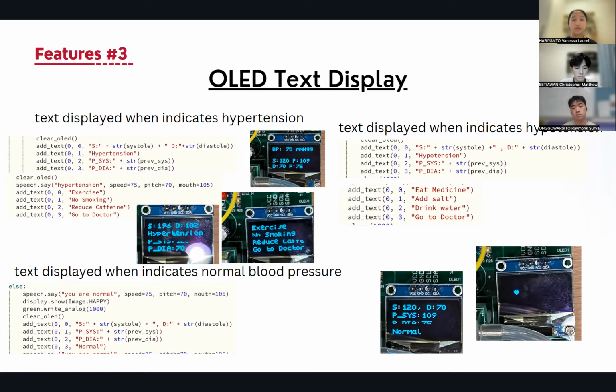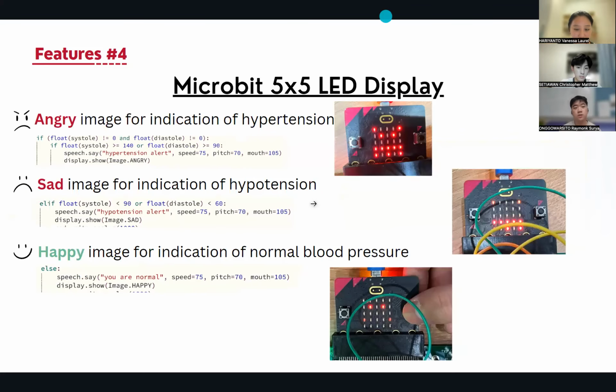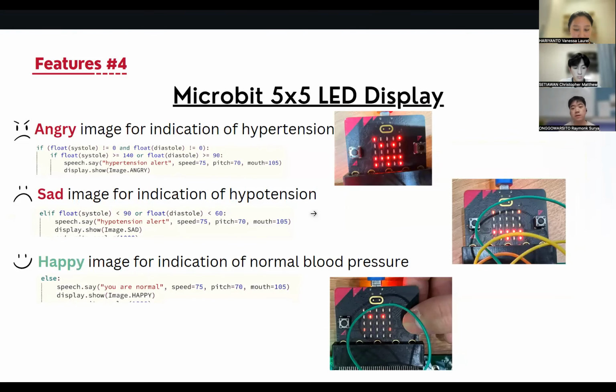But if the measurement indicates normal blood pressure, we only display normal text. After that, we will display a little stem on the OLED. Next. In feature 4, we use the micro:bit 5x5 LED, which displays an image according to the diagnosis made after classifying the recorded blood pressure. For example, we display an angry image when hypertension is indicated on the micro:bit, we display a sad image for indication of hypotension, and we display a happy image when the blood pressure is within the normal range.